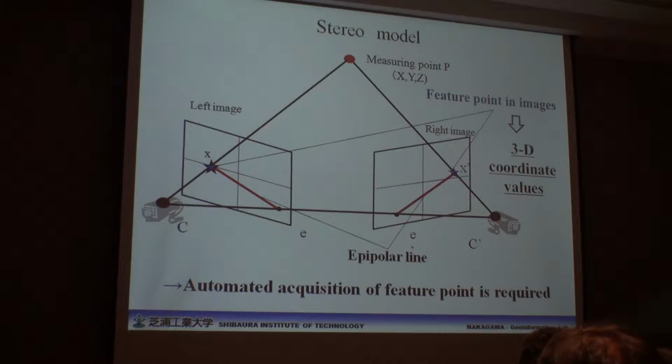Here is the stereo model, including epipolar geometry. In this, for triangulation, feature points in images must be acquired. Then 3D coordinate values are acquired.